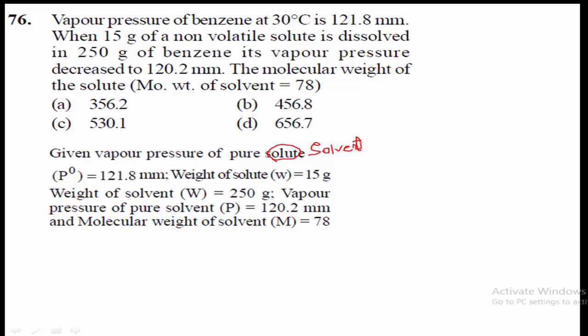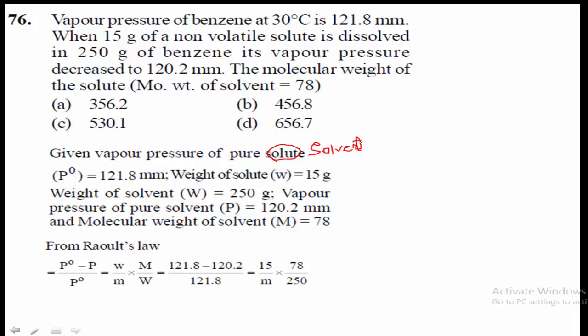molecular weight of solvent is 78. By applying Raoult's law, we can calculate the molecular weight of the solute, that is (P0 minus P) divided by P0 is equal to (w divided by m) into (M divided by W). So substitute the values that are given in the problem. Upon substituting and on simplification, you will get the value of M is equal to 356.2 grams per mole. Therefore, option A will be the correct one.